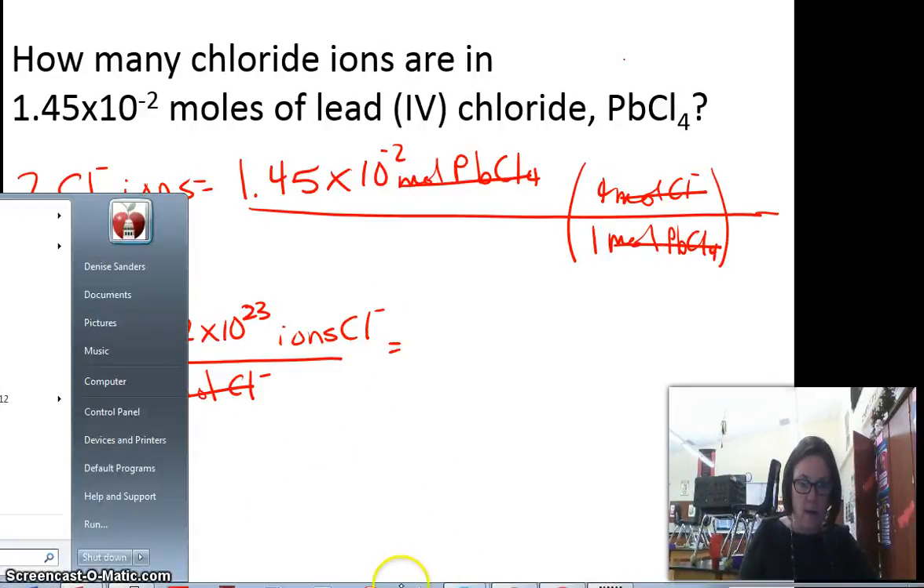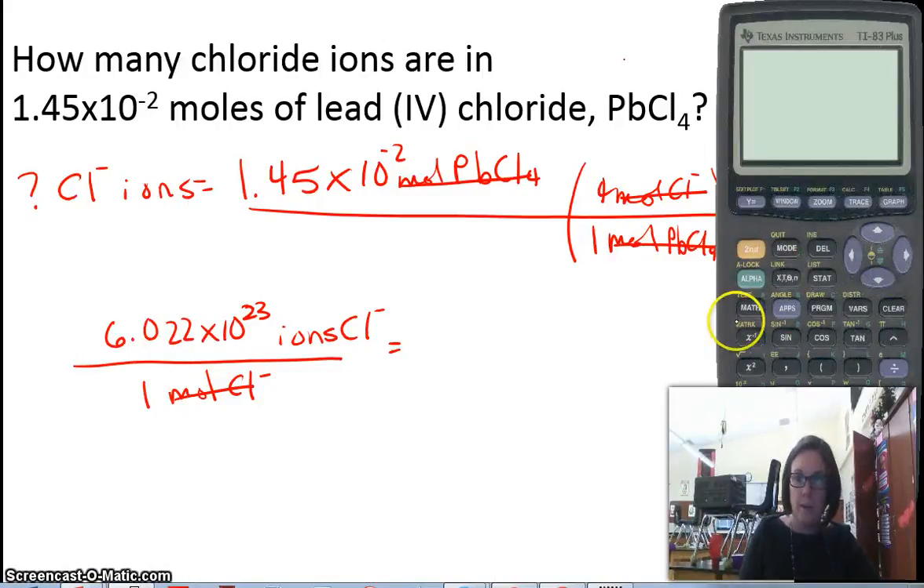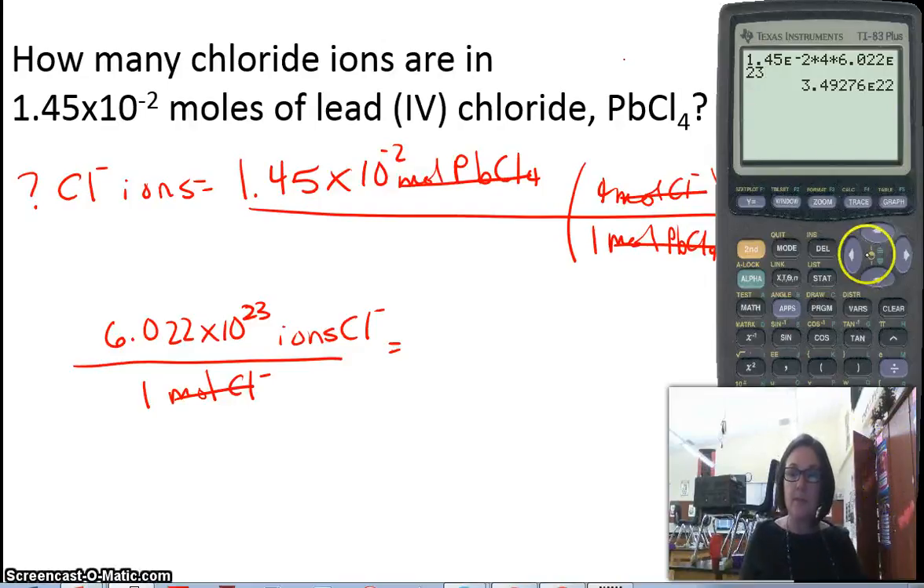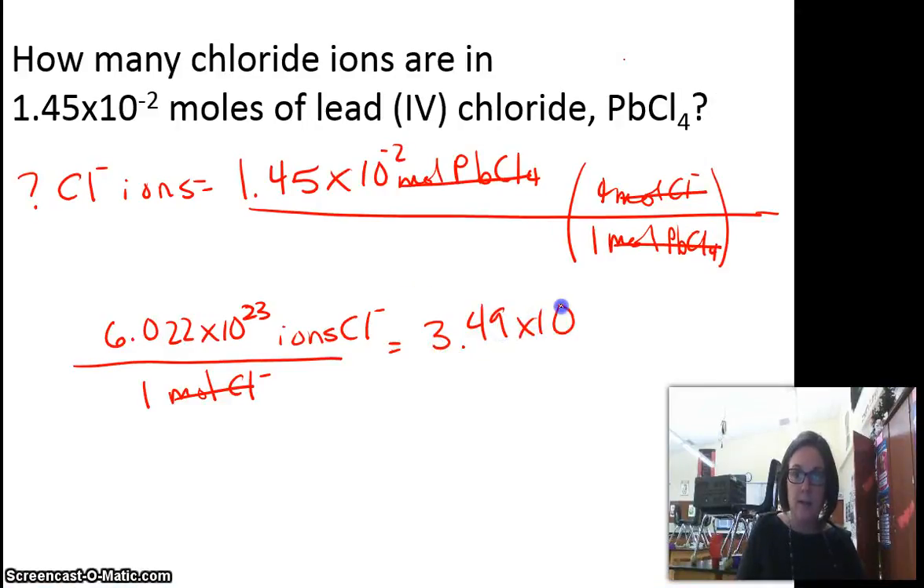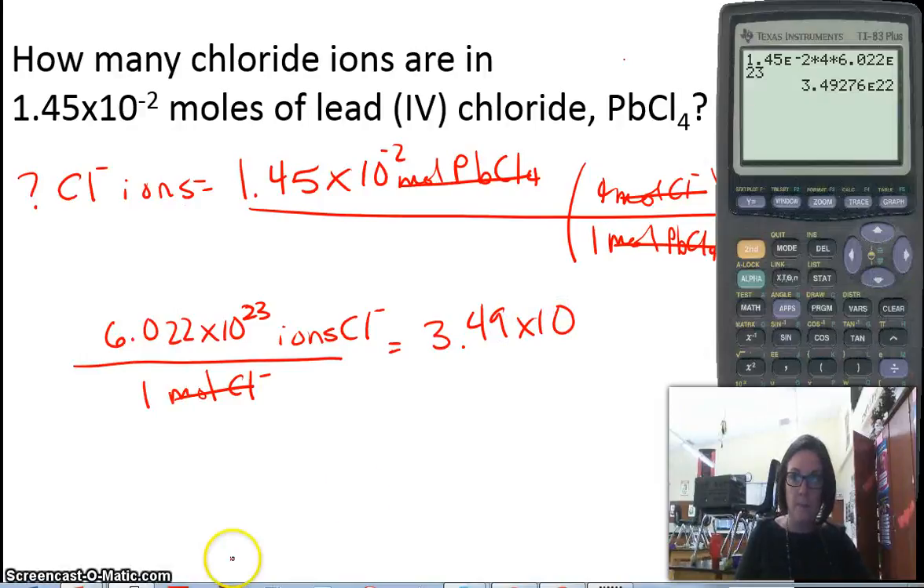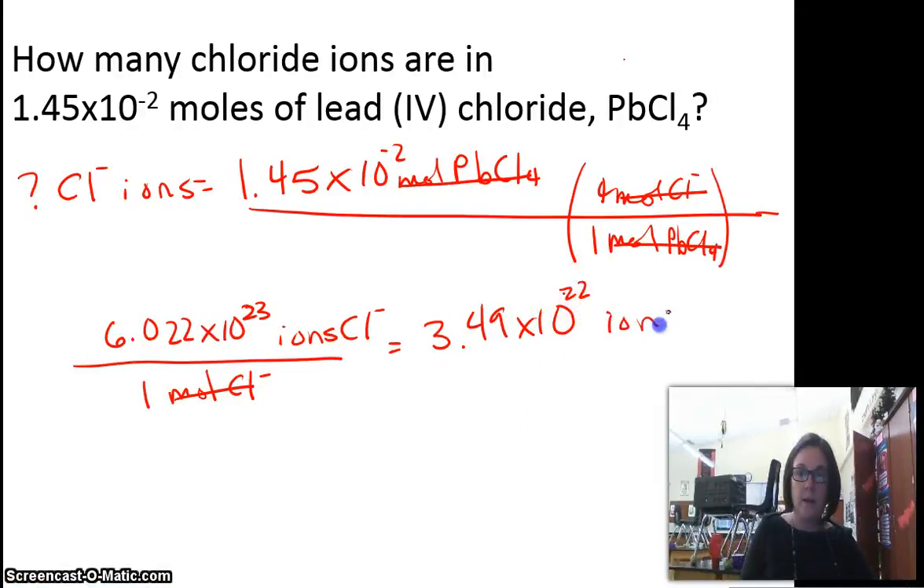So then I would pop up my calculator and turn it on. So this would be 1.45 times 10 to the negative second, and then I would multiply that times 4 since that's in the top, and then I would also multiply it by 6.022 times 10 to the 23rd. Let me just double check that all that clicked correctly. Okay, so my calculator gives me 3 point blah, blah, blah. Well, I can have 3 significant figures, so I'm going to keep 3.49 times 10 to the 22nd, and that would be ions of chloride.